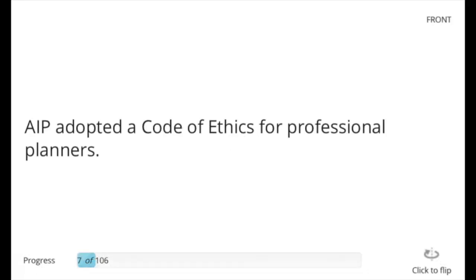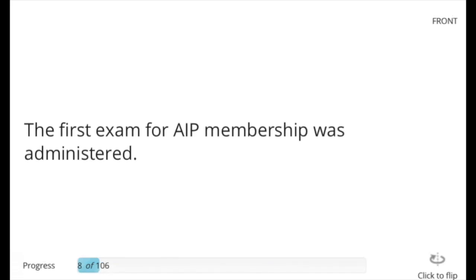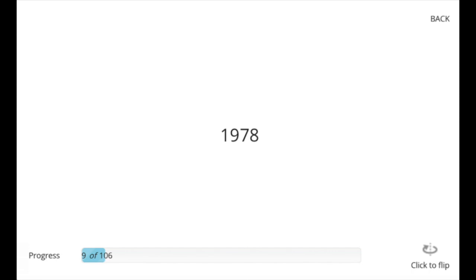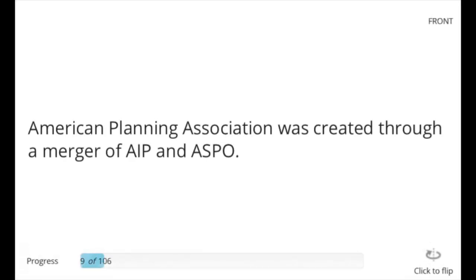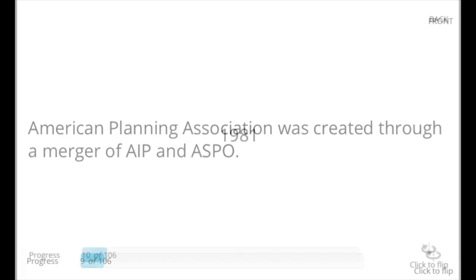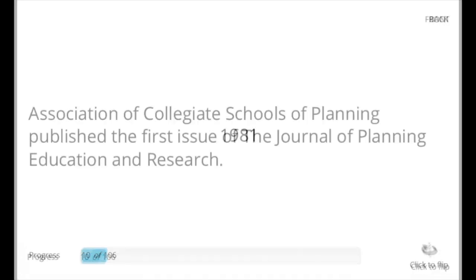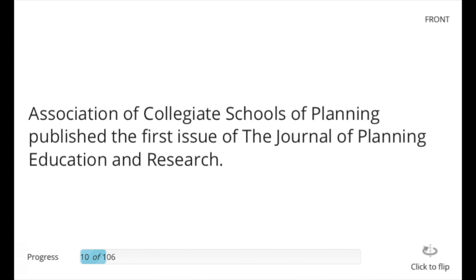1971, the Code of Ethics was born. 1977, the first exam for AIP membership was administered. 1978, the American Planning Association was created through the merger of AIP and ASPO. 1981, the first actual publishing of the APA Journal.